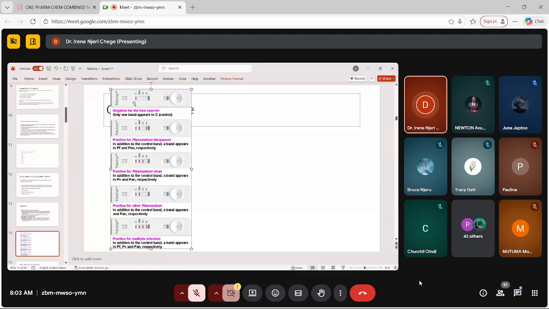The second one, we have on top of the control, we have a band in the PF and the PAN that shows this is P. falciparum malaria. The third one shows that there's a control band, and there is a band that appears in the PV and the PAN respectively. That means there's P. vivax malaria. So it's just an example to show you. These are what we are calling the rapid tests.